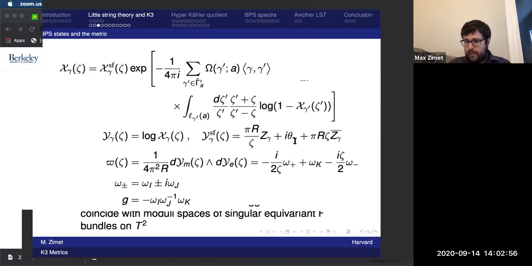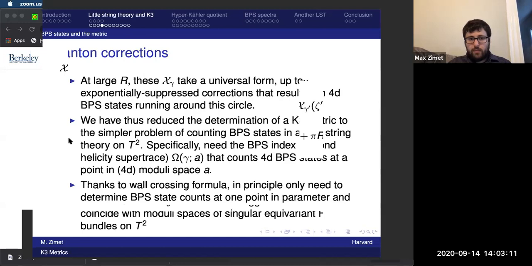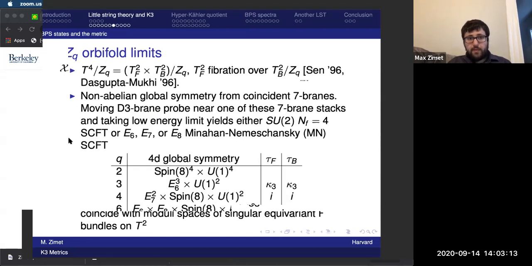And so what we'll do in this talk is focus on a special case of this formalism where these are tuned to a certain limit, but one still has a whole bunch of moduli of the K3 surface to play with from these. And in fact, we'll focus on an even more special limit.